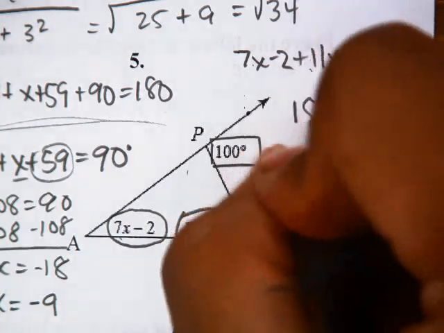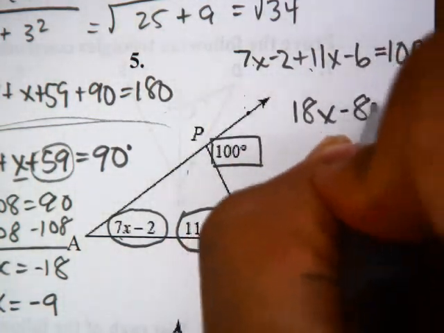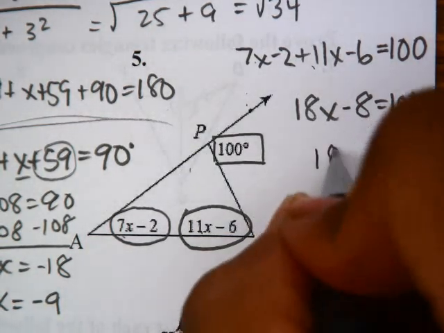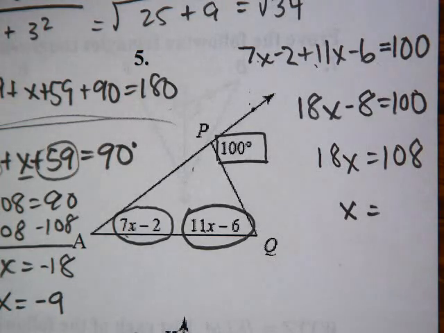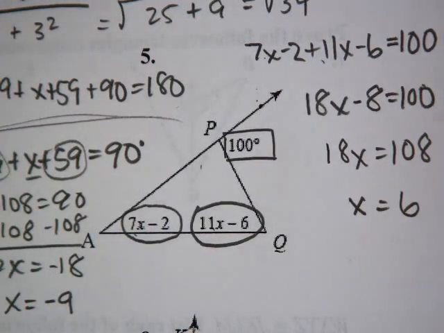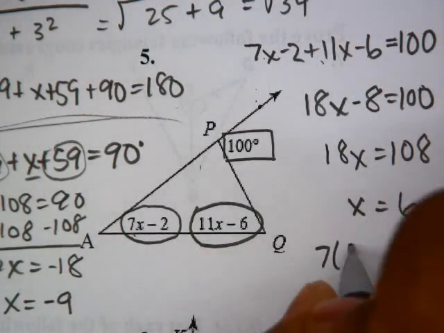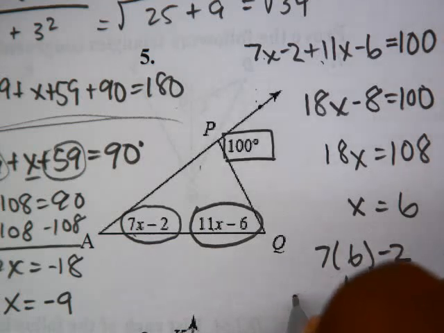7x and 11x make 18x. -2 and -6 make -8 equals 100. Add 8 to both sides. 18x equals 108. Divide by 18. I get x is equal to 6. Now plugging in for angle A, that's 7 times 6 minus 2. That's 40 degrees for angle A.